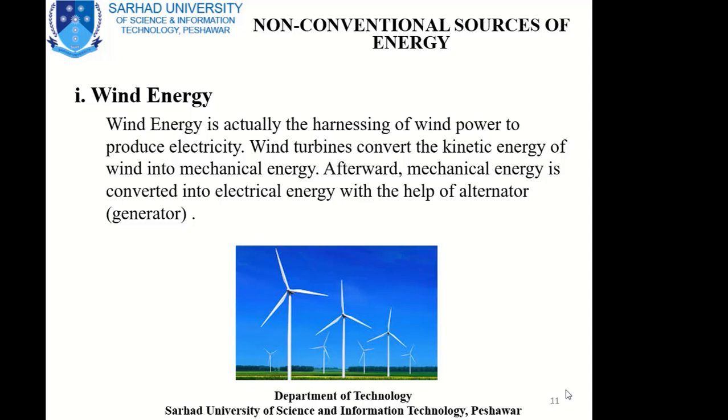If you look at the blades of the turbine, the wind flows across the blades, so the blades rotate in a circular motion. So it converts the kinetic energy of wind into mechanical energy, and after that there is an alternator or generator installed, which converts the mechanical energy into electrical energy. So we can harness wind energy very easily, but we have to install wind power plants or wind turbines.